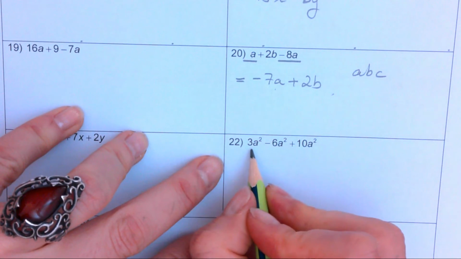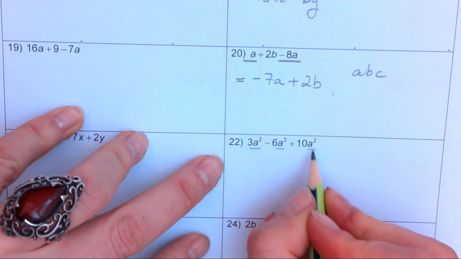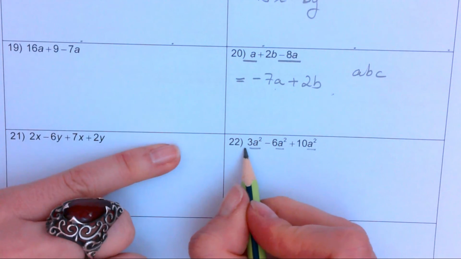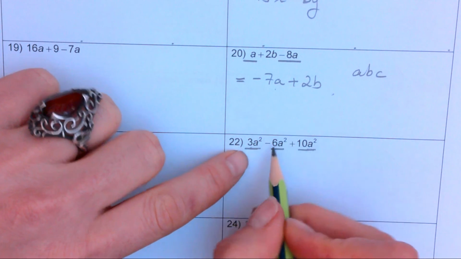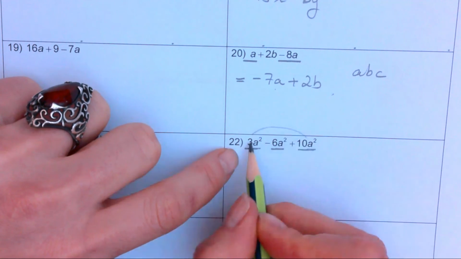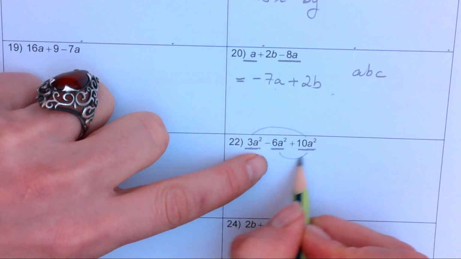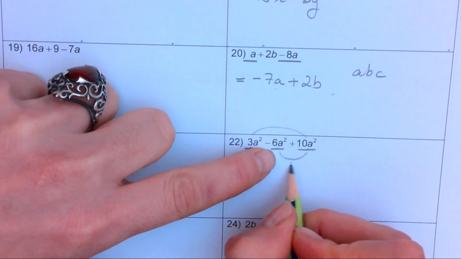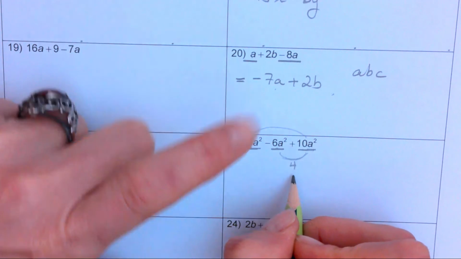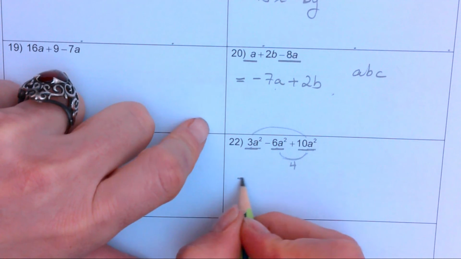Okay. A squared, A squared, A squared. Ooh, they're all the same. They all can go together. Okay. So I don't want to do the negative. I want to put these together. Oh no, let's do these together. That looks easy. I have 10, but I lose 6. That means I have 4. And then I get 3 more, so I have 7.